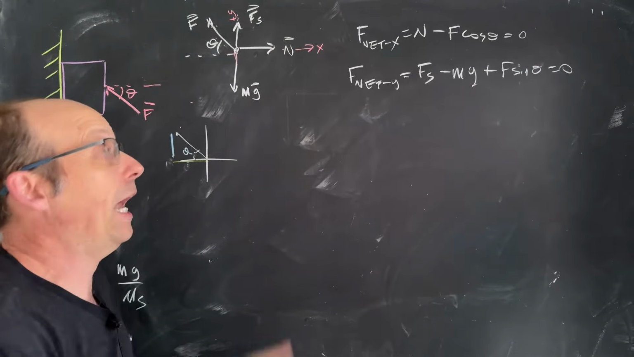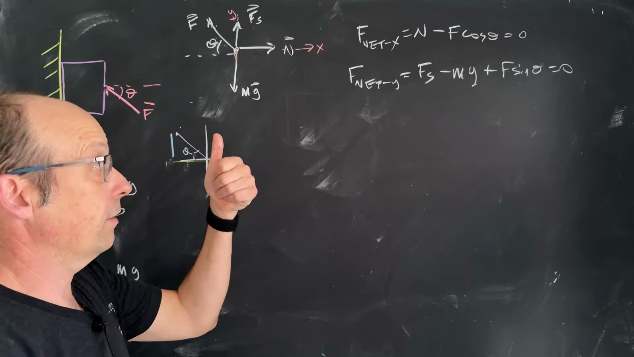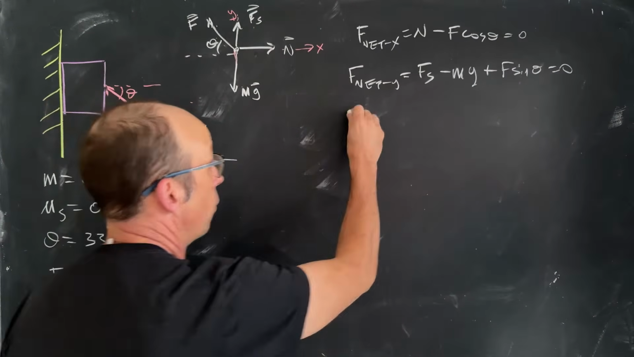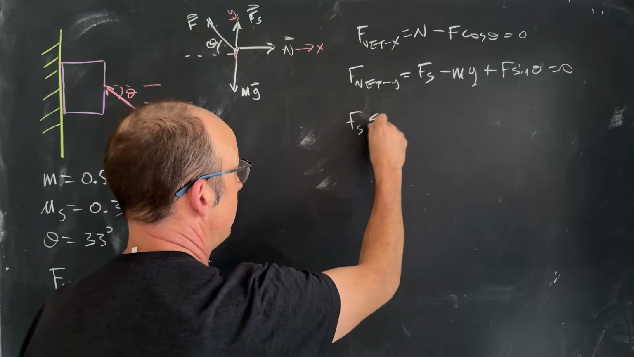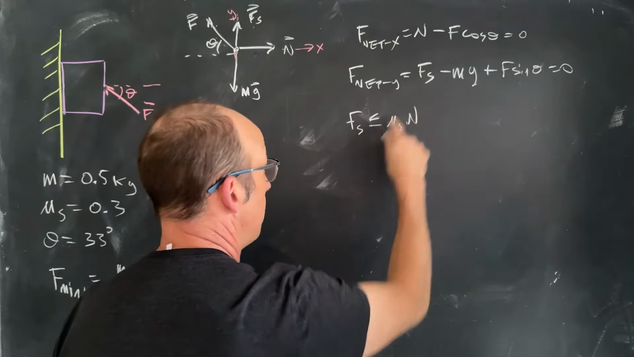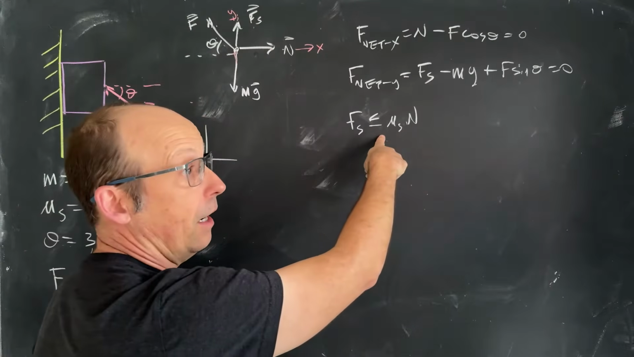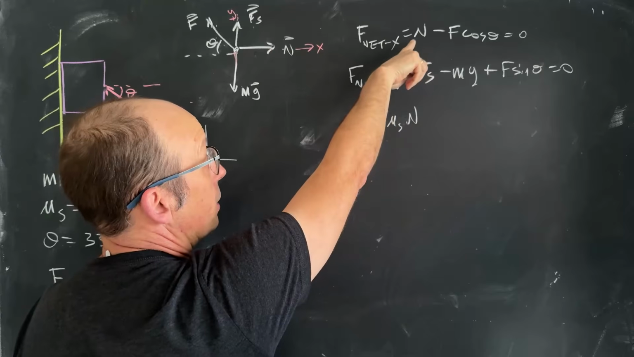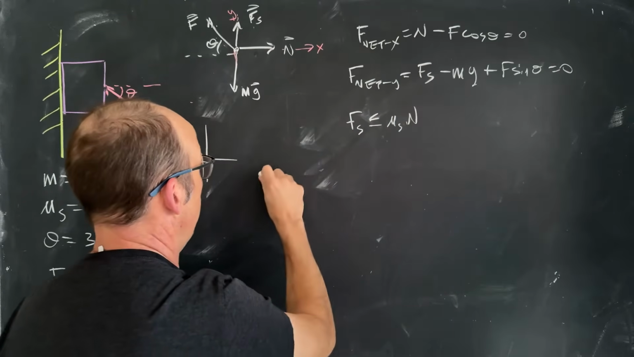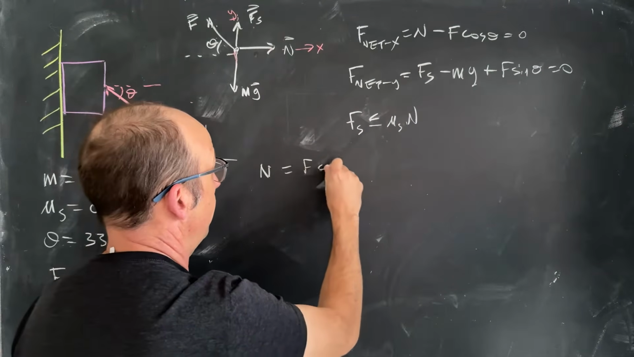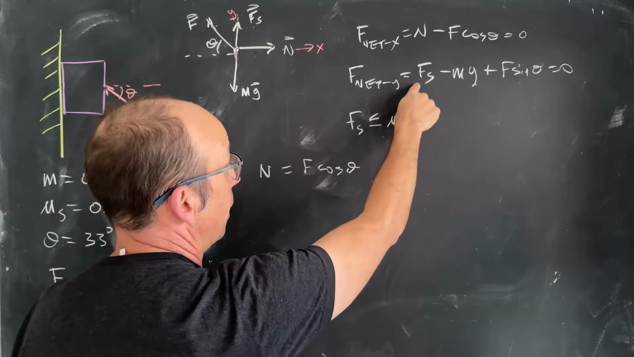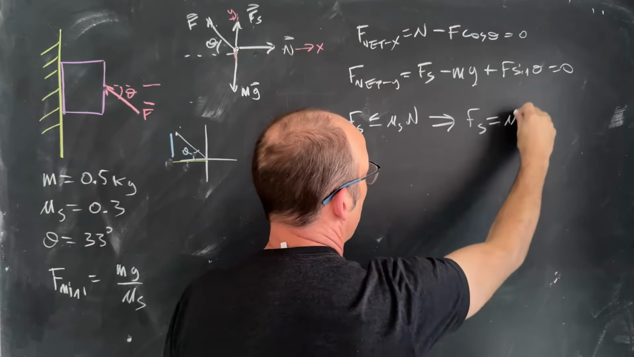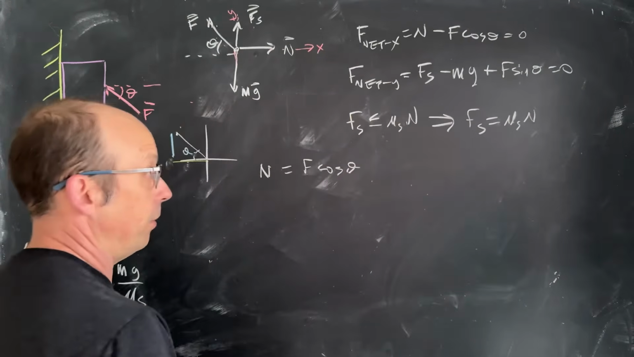Now, I still have the condition that if I want to push with the minimum force, the static friction is less than or equal to mu s times n. But I'm looking for the smallest force. I'm looking at this being equal to mu s times n. Up here, let's just go ahead and solve for n. I get n equals F cosine theta. And then this becomes Fs equals mu s n. I'm going to plug that in too.